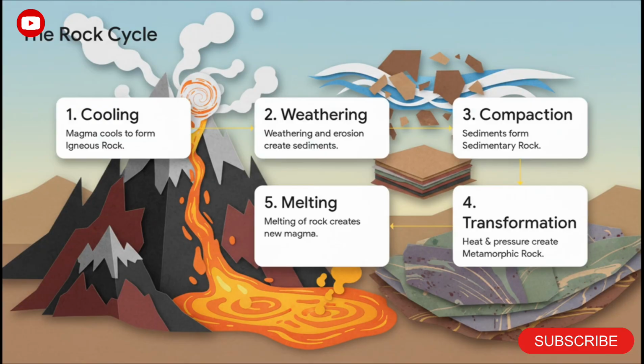And here's how it works. You can jump in anywhere. Magma cools into igneous rock. That rock gets weathered down into little bits of sediment. Those sediments get compacted into sedimentary rock. That rock gets buried and cooked into metamorphic rock, and that rock can melt all the way back into magma, starting the whole thing over again. Getting this flow is a game changer. It shows you have real conceptual clarity, and that's exactly what they're looking for.